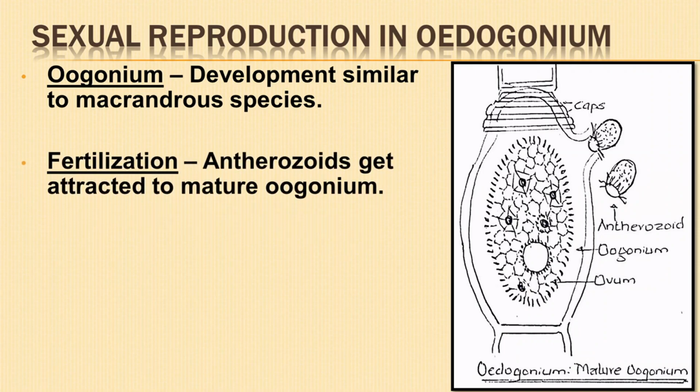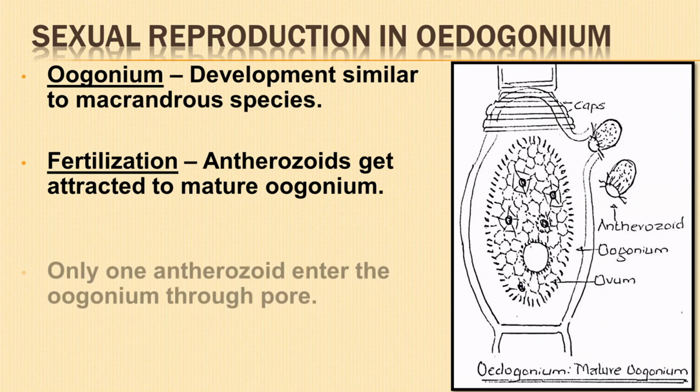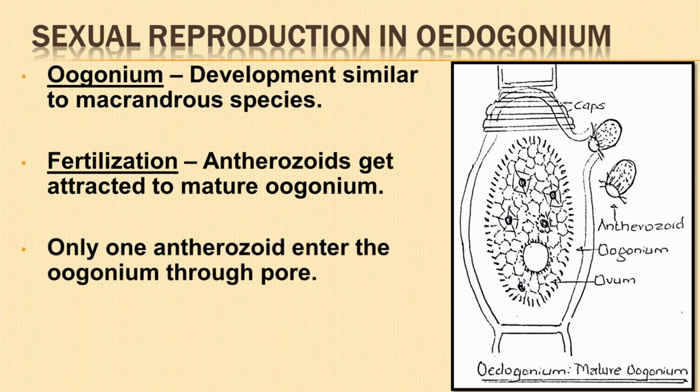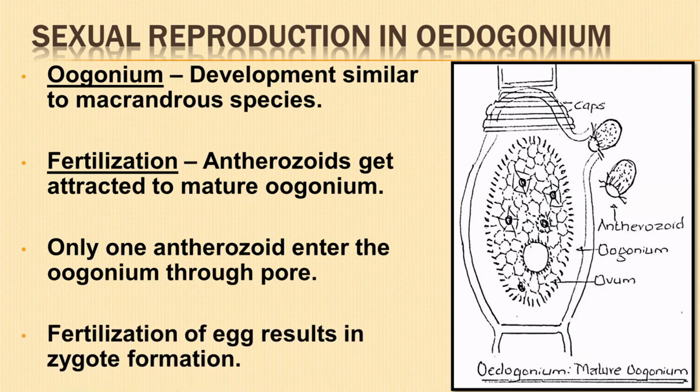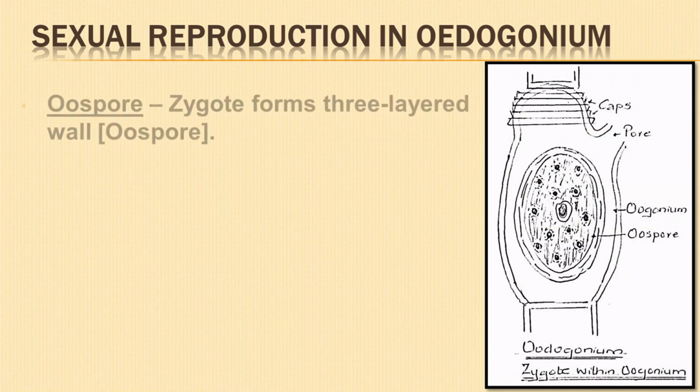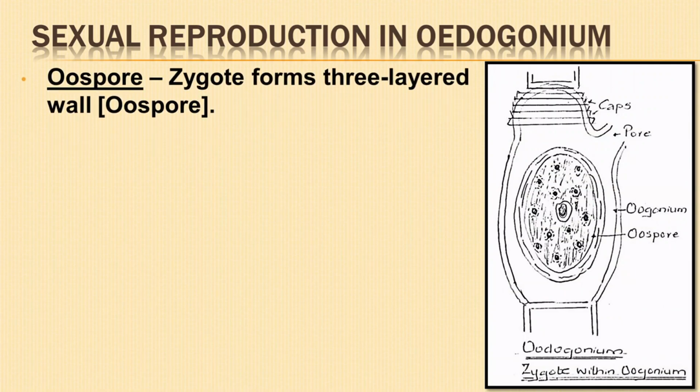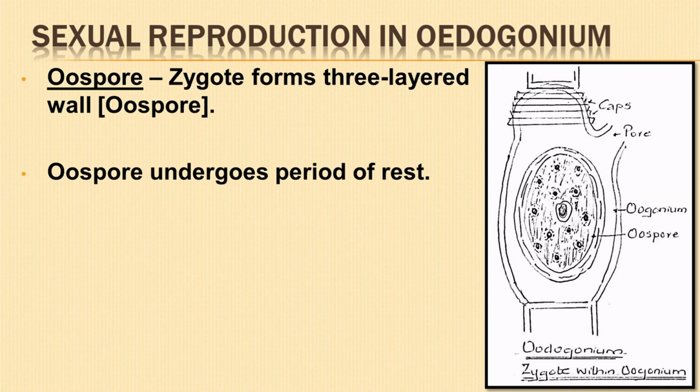Prior to fertilization, anthrozoids are attracted to the mature Oogonium by the secretion of a mucilage. Only one anthrozoid enters the Oogonium through the pore and fertilizes the egg, resulting in the formation of a diploid zygote or oospore. The zygote recedes from the oogonial wall and secretes a 2 to 3 layered wall. It is known as the oospore, which undergoes a period of rest.